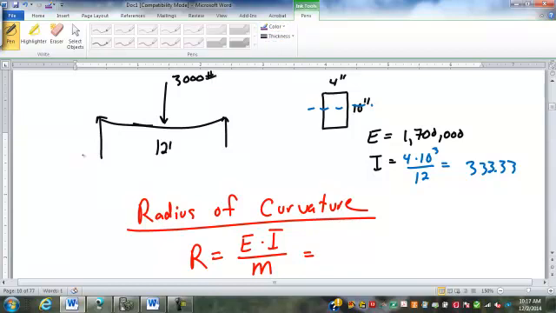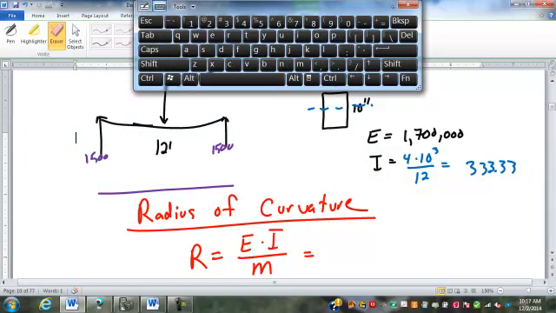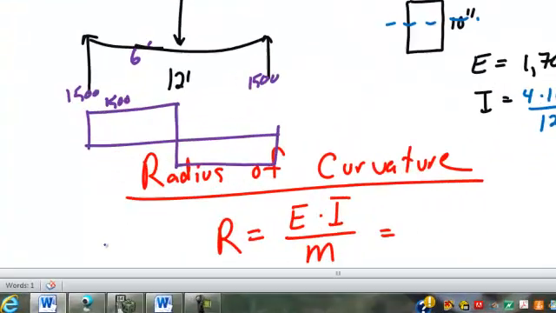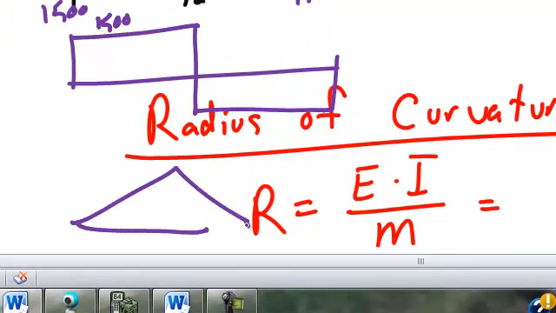Pretty simple. The reactions here are each 1,500. The shear diagram goes up to 1,500, over flat, down 3,000 to negative 1,500 and back up. So this is just 1,500 times 6 feet. On the moment diagram, it's just going to be a triangle like that. 1,500 times 6 feet is 9,000 foot-pounds. So M is 9,000 foot-pounds.